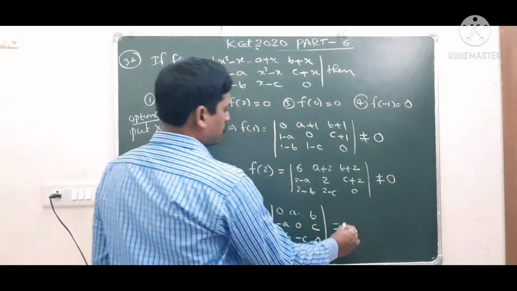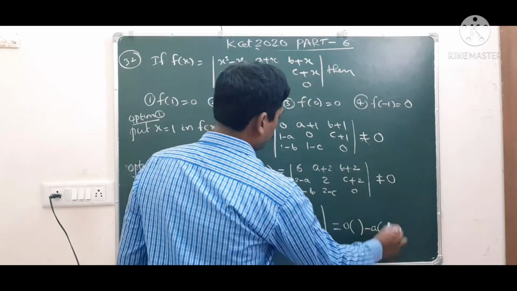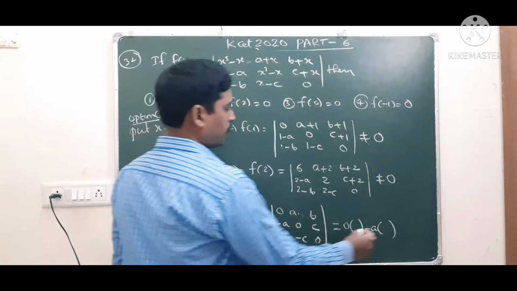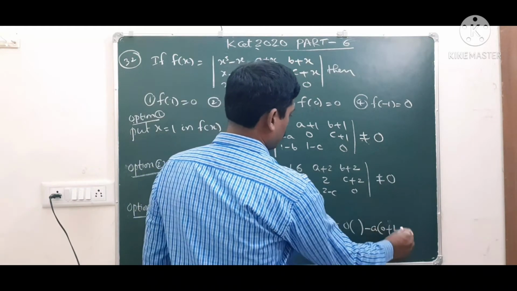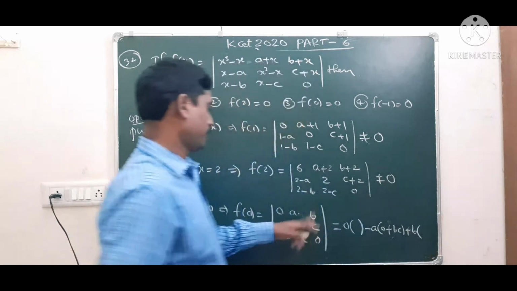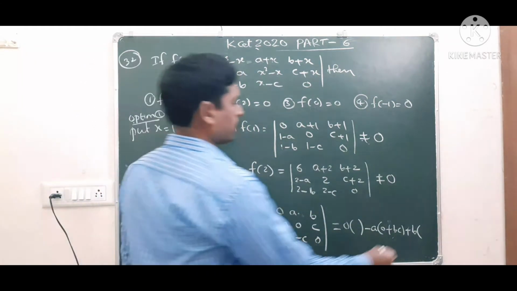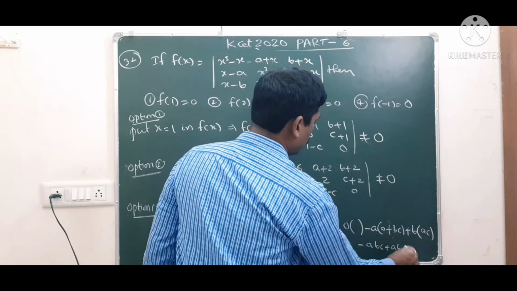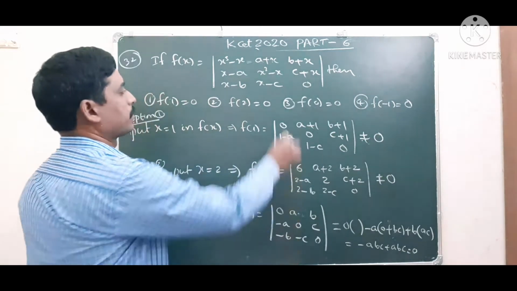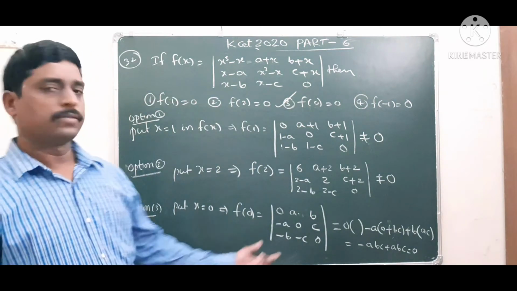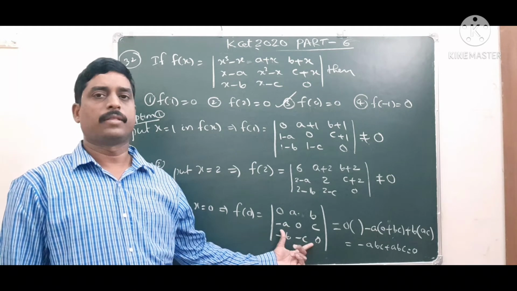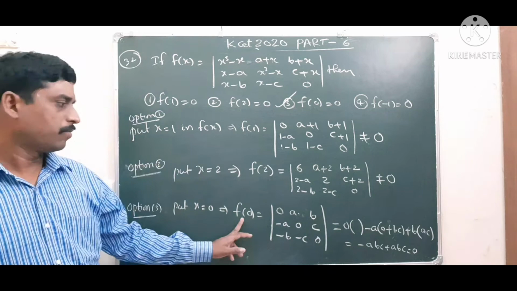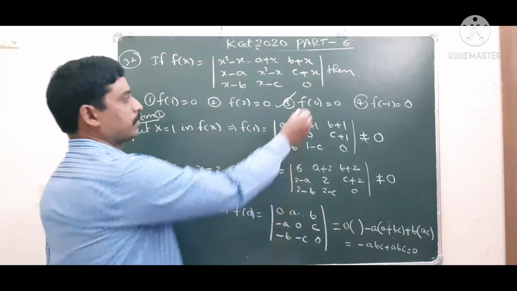Otherwise, expand this determinant: 0 minus a into, this is 0 plus bc plus b into, plus ac. So minus ab bc plus abc is equal to 0. So option 3 is correct. So we know that the determinant of a 3 by 3 matrix, after simplification, this value will be 0. So f of 0 is equal to 0. Option 3 is correct.